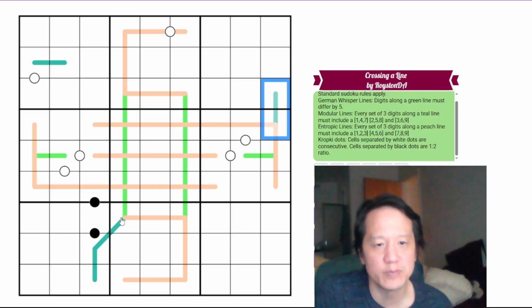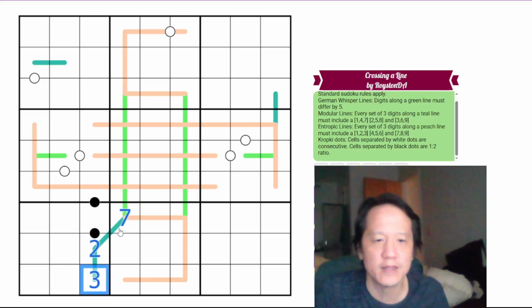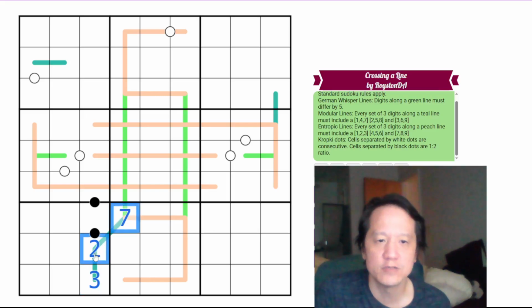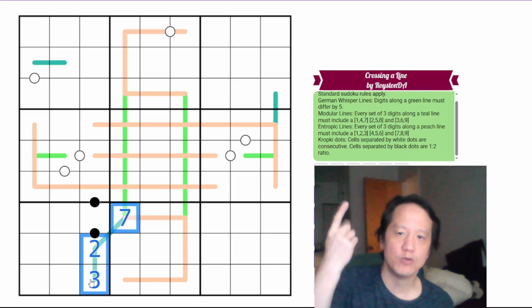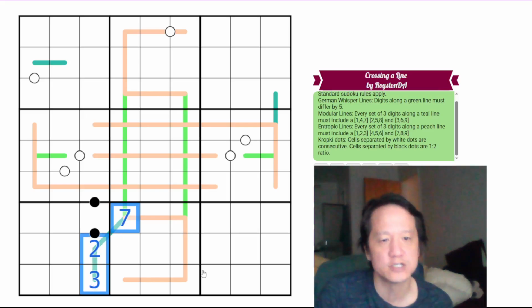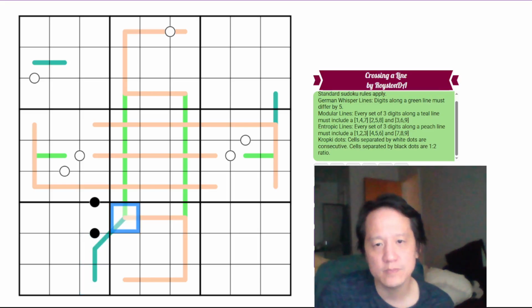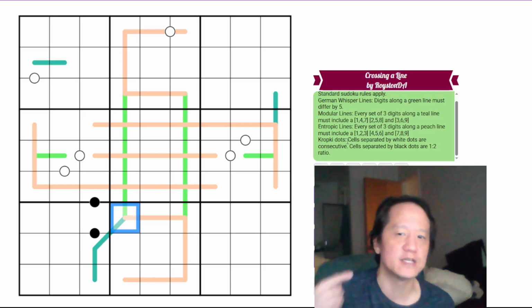So, for example, you could have something like 7, 2, and 3, and that would be valid because we have one digit here that is 1 modulo 3, which is a 7, one digit that's 2 modulo 3, which is the 2, and another digit which is 0 modulo 3 in the set of 3 digits, which is 3.